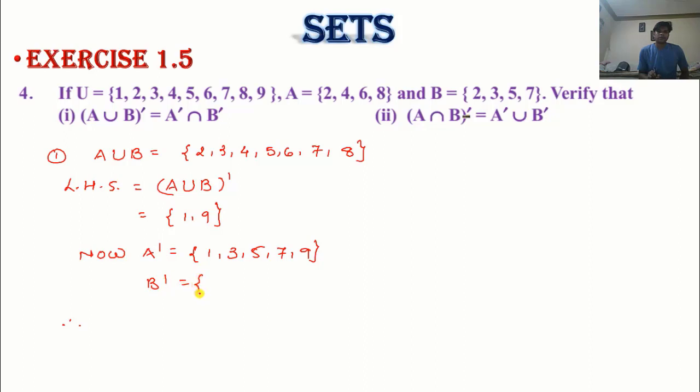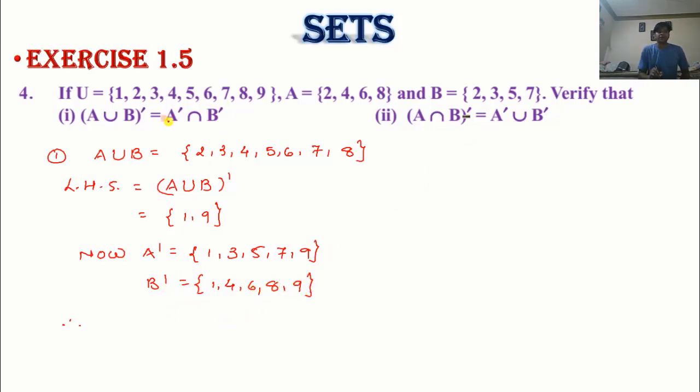By the same way, B' is required. B' equals, you can see 2, 3, 5, 7 is there, so except these elements, whatever is left in U, you have to write. So 1 is left, 2, 3 you cannot include, so 4 is left, 5 is there, so 6 is left, 7 is there, so now 8 and then 9.